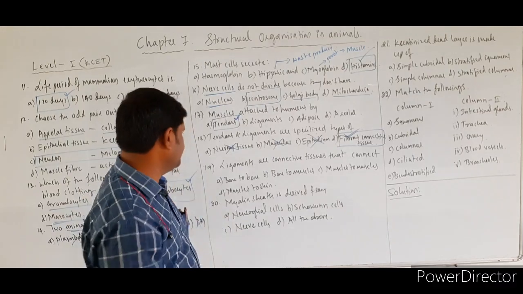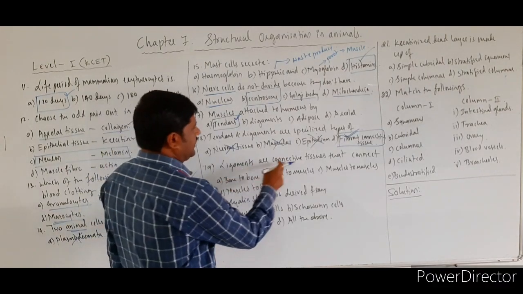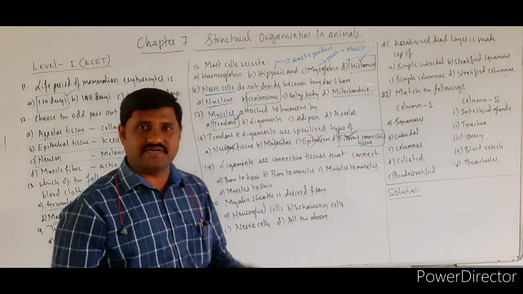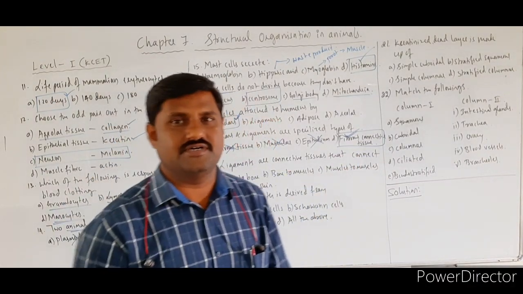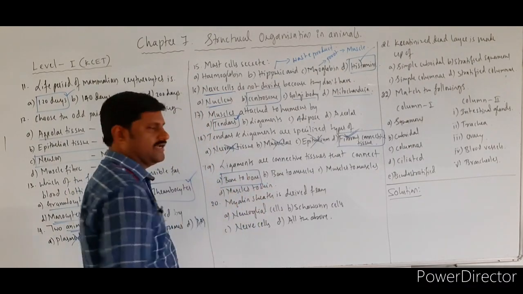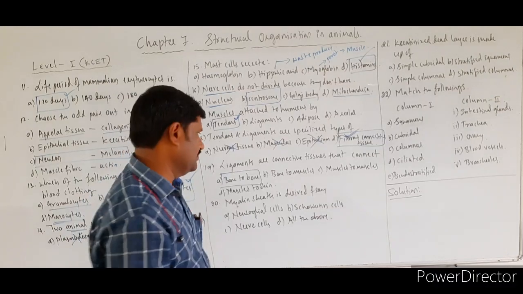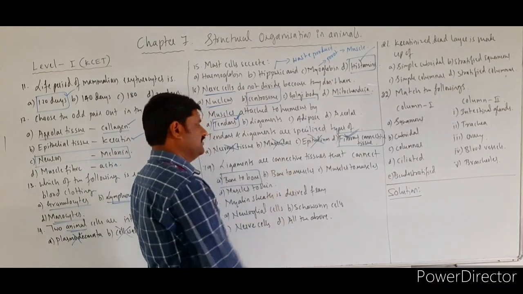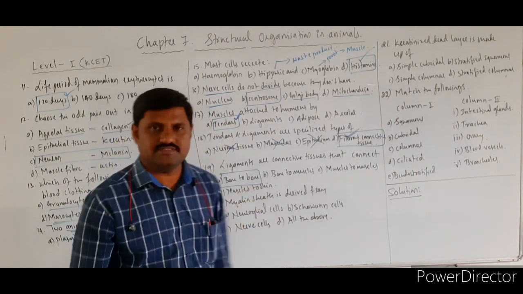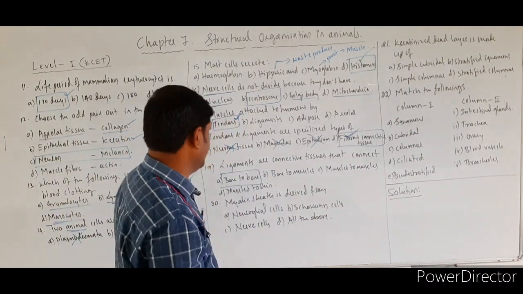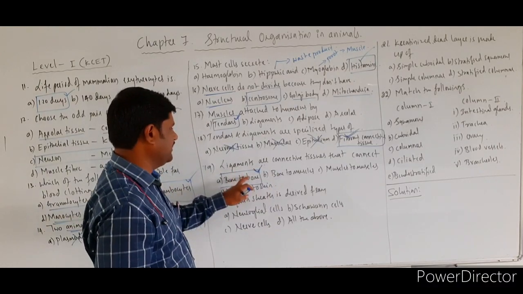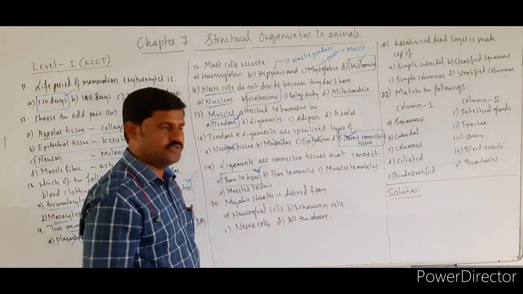Next question is, ligaments are connective tissues that connect what? I have already mentioned. Ligaments connect bone to bone. They help in connecting bone to bone. Bone to muscles is tendons. Muscles to muscles as well as muscle to skin, they are not confined to this one. That's why the answer is bone to bone. Ligaments are meant specially for connecting bone to bone.